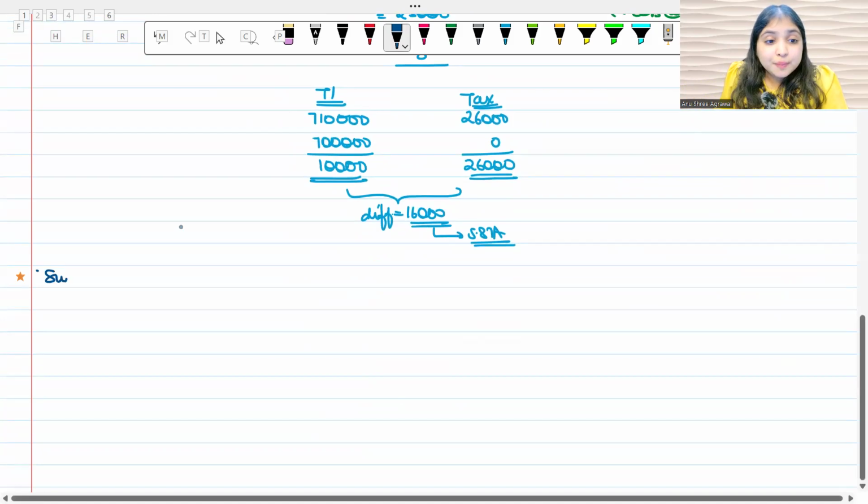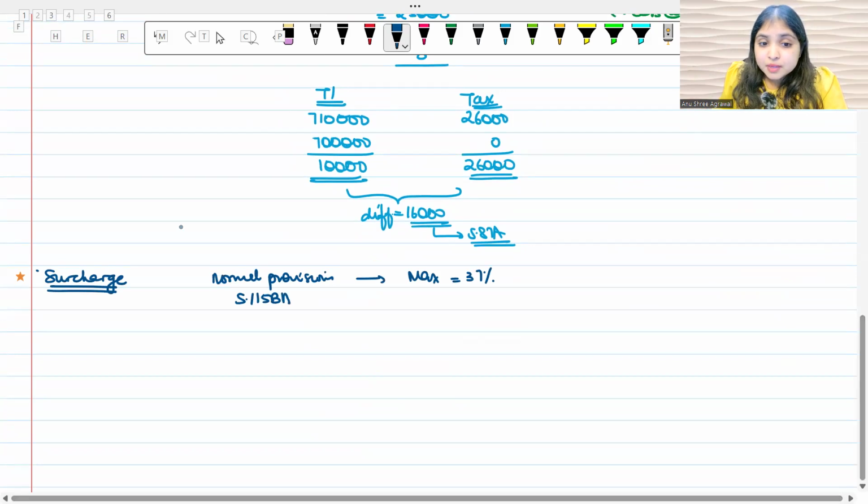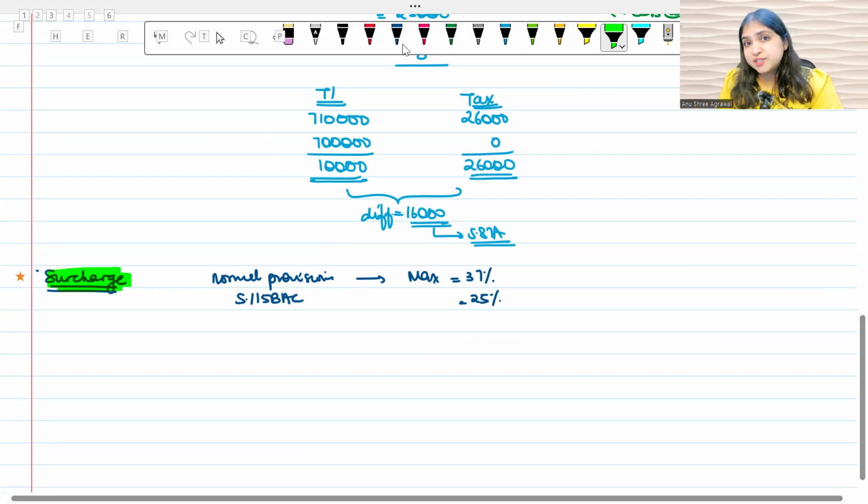115 BAC. What about surcharge? Will you have surcharge under 115 BAC? Yes. Even over here, you will have surcharge. But the thing is, if you look at the normal provisions of the Act, what is the maximum surcharge rate? In the normal provisions of the Act, the maximum surcharge rate is 37%, right? But under 115 BAC, the maximum surcharge rate is going to be 25%. That's the only difference. But apart from that, surcharge and marginal relief will apply even over here, just like normal provisions. Only thing is, maximum surcharge rate is going to be 25% under 115 BAC and not 37%, which is otherwise.